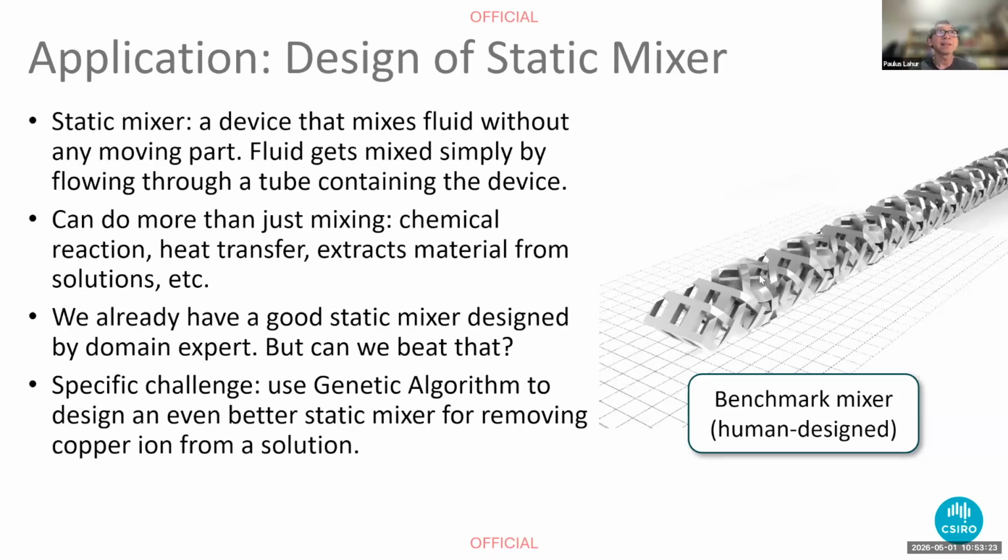So the challenge here is that we already have a good static mixer. It's shown on the right-hand side there, and it has been designed by a domain expert who is specialized in this field. We ask ourselves, can we beat that using an evolutionary algorithm? So the specific challenge here is to use a genetic algorithm to design an even better static mixer, specifically for removing copper ions from a solution.